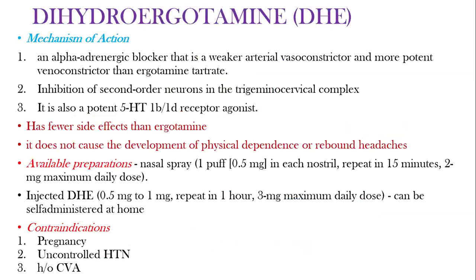Commonly we don't use it because it will cause vasoconstriction. Sometimes it may precipitate peripheral vascular disease. Sometimes it will cause acute cardiac events also. It can be used in severe refractory cases and in young patients. This is available in the form of nasal spray, oral tablets and injectable preparation. Strict contraindications would be pregnancy, uncontrolled hypertension and any old history of stroke.